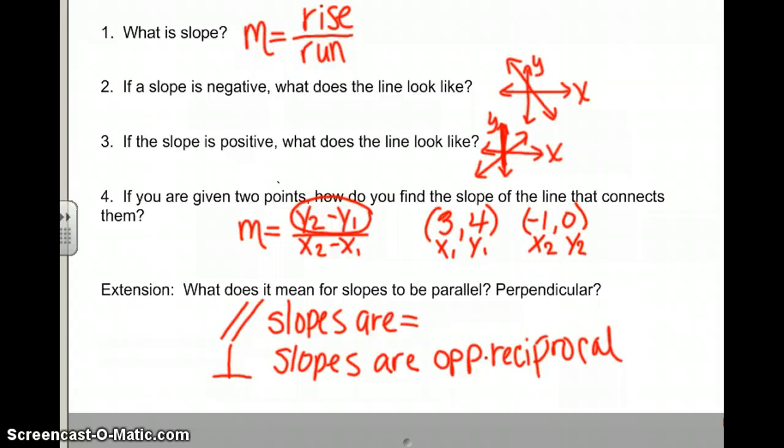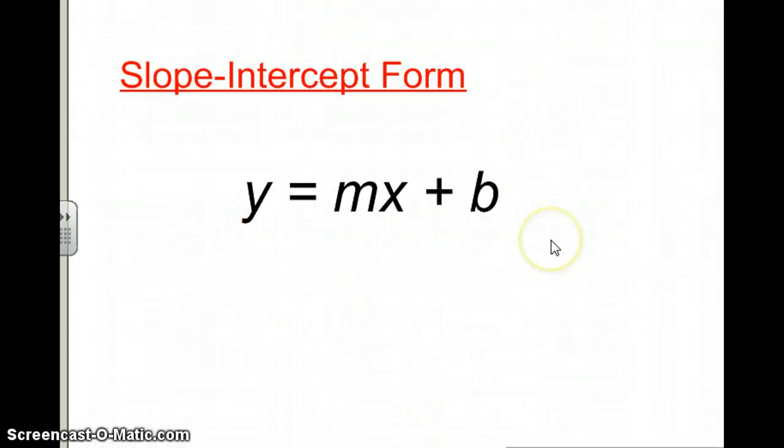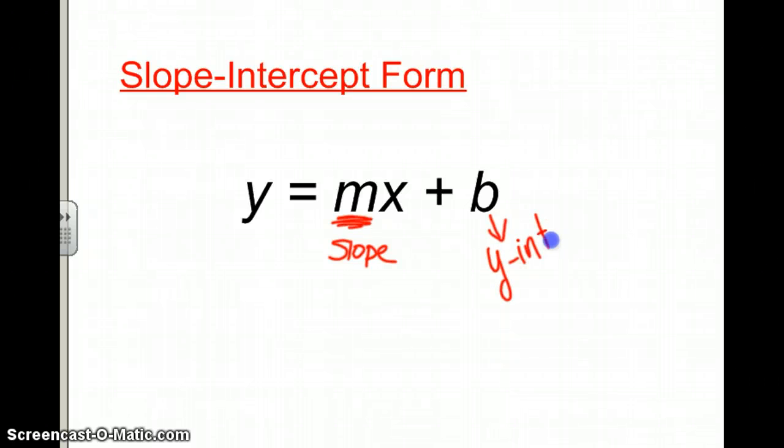Okay, so now that we've looked at slope a little bit, now let's look at our equation for slope-intercept form of a line. So slope-intercept form is represented by the equation y equals mx plus b. So there's that m again, there's your slope. And think about this. What is b? What does b represent? Well, if you don't remember, b represents the y-intercept. So we'll talk about that a little bit further.